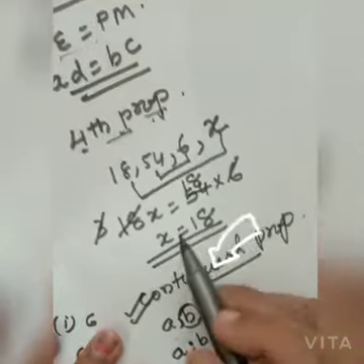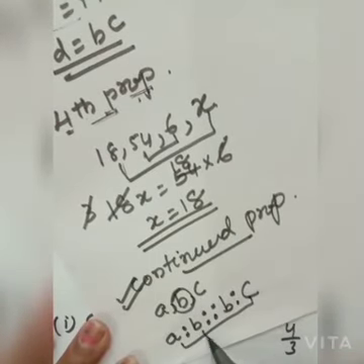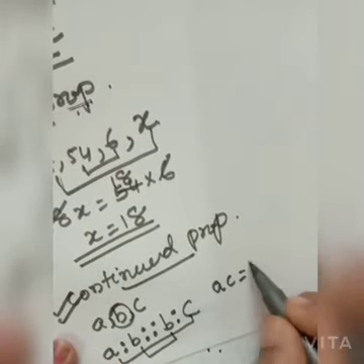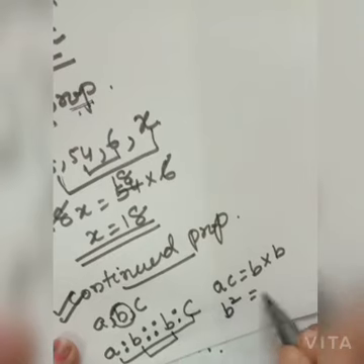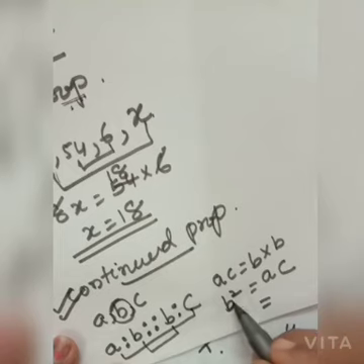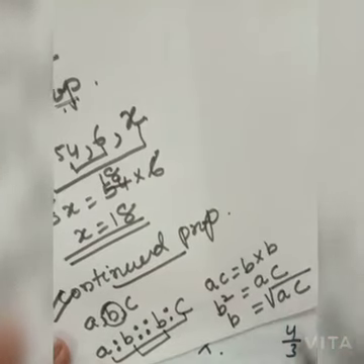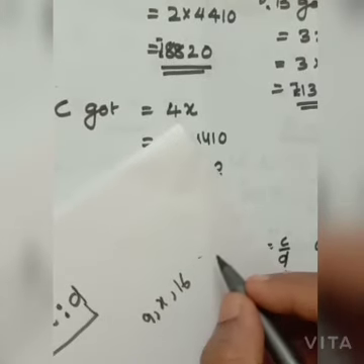Clear? Then you apply the same rule, product of extremes equals product of means. That means AC equals B into B. That means B square equals AC. If you want B, then you have to take the square root of AC. This is the rule for continued proportion.